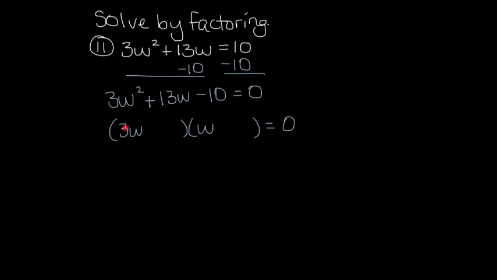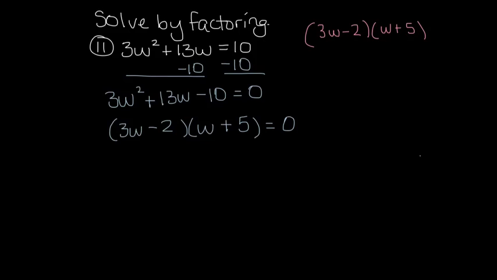I also know that when I take the 3w times whatever's here, and then whatever's here times w, combining those I have to get positive 13. So I want to think about a factor of negative 10 that when I multiply it by the 3w will get me close to a positive 13. I would say that a plus 5 would fit that bill, which means that I would have to have a minus 2 in this space. Off to the side, I'll multiply 3w minus 2 times w plus 5. I'll multiply those together just to verify that I do get back the 3w squared plus 13w minus 10.